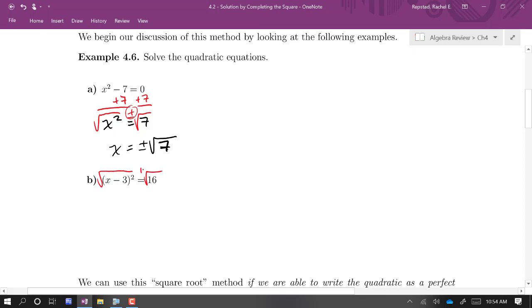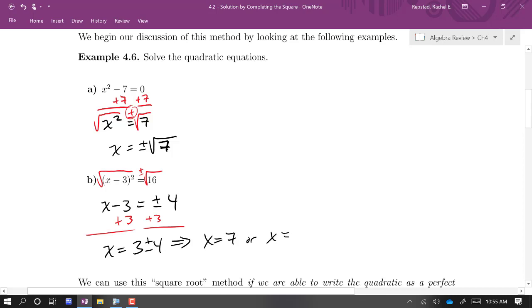So again, I need to consider both the positive and negative roots of 16. And on the left side, when we take the square root of a square, we just get rid of the square. So x minus 3 is equal to plus or minus 4. And to solve for x, we're going to add 3 to both sides. So here's what that gives us. That gives us that x is 3 plus or minus 4, which means it's either 3 plus 4, which is 7, or 3 minus 4, which is negative 1. And those are our two solutions to that equation.